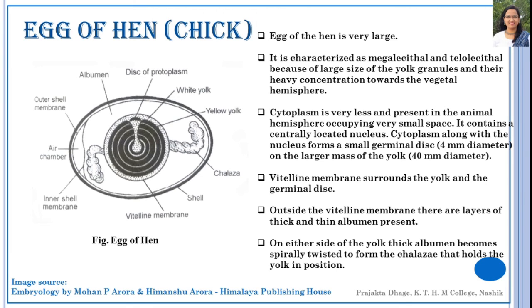On the other side of the yolk, the thick albumin becomes spirally twisted to form the chalazae that hold the yolk in position. Yolk contains the centrally located white yolk called latebra, and concentric rings of yellow and white yolk are present surrounding the latebra. Here what you see is given in black color, but it is the yellow yolk, and then you have the white yolk. So there will be concentric rings of it around the latebra.